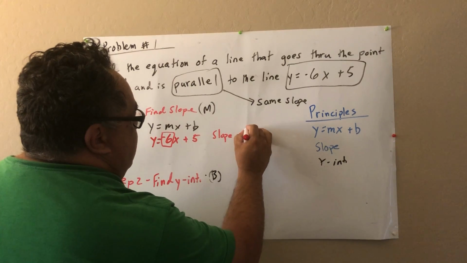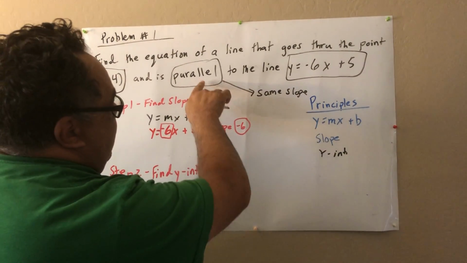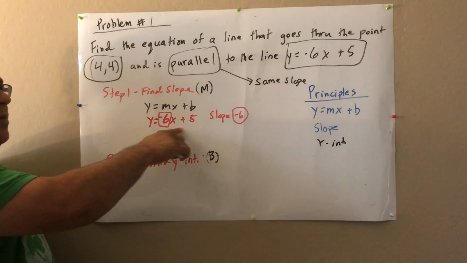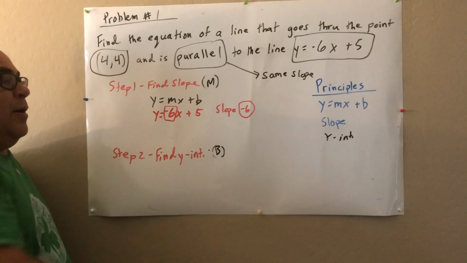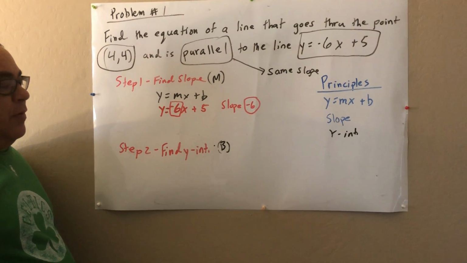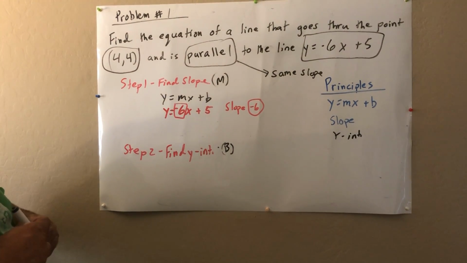Slope is negative 6. And we don't have to change it or do anything because by definition, parallel lines have the same slope. So our line is going to have the exact same slope as this line right here, y equals negative 6x plus 5. It's just going to have the same slope with a different equation. So now we have to find the y-intercept, or b.